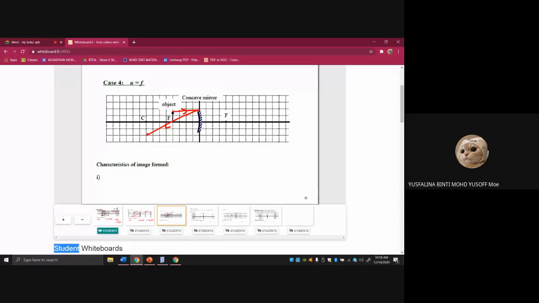But since there is no F in front of the object, there is no focal point in front of the object. So what you can do is draw from C here, pass through the head of the arrow here, and then you make it longer like that.